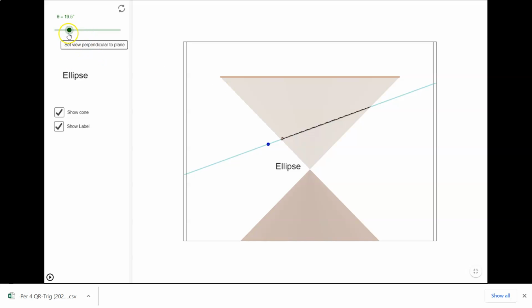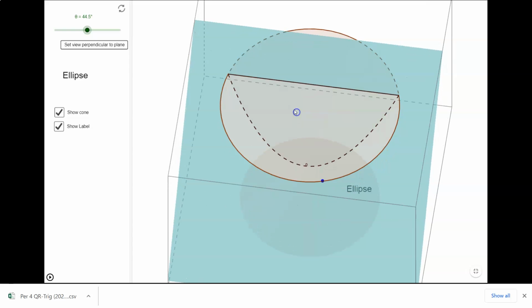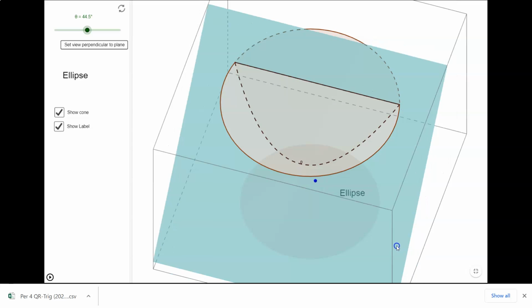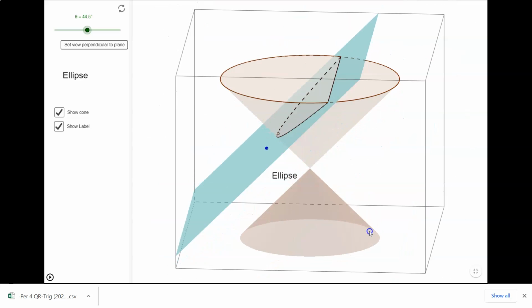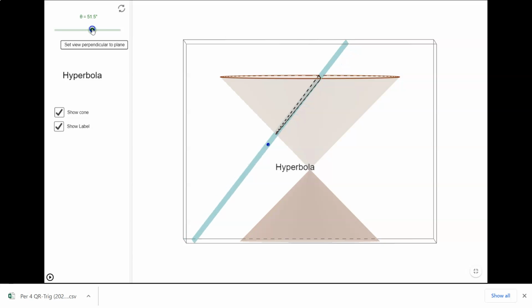Okay, now if I angle it some more, now I'm going to get a parabola. I said hyperbola, I'm sorry. So that shape right there, well, that's a parabola. So a parabola is a conic section. Okay, now the way that you get a hyperbola is you just keep increasing this angle until it cuts the bottom.